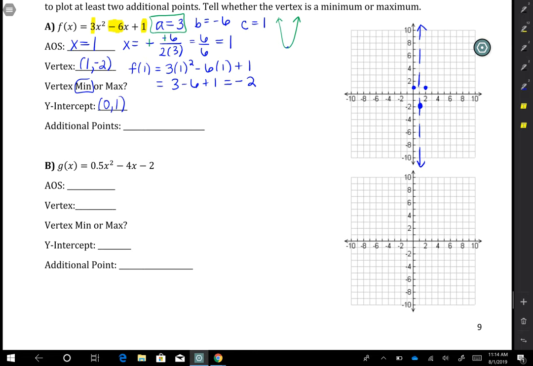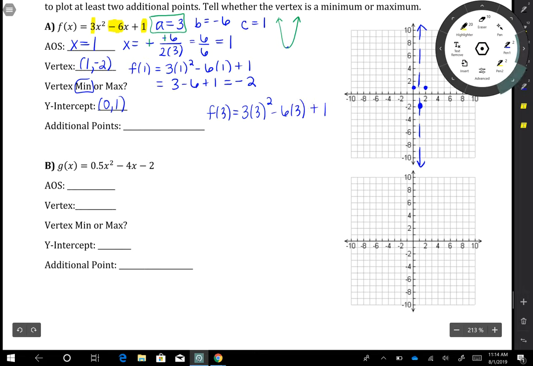I would pick a value that's easy to do mentally, so I would pick close to my other point. So I'm going to pick positive 3 because it's right to the right of 2. All right, so f of 3. That's going to be 3 times 3 squared minus 6 times 3 plus 1. The first thing we are going to do is do our exponent. 3 squared is 9. 3 times 9 is 27, minus 6 times 3, which is 18, plus 1. 27 minus 18 is 9, plus 1 is 10.